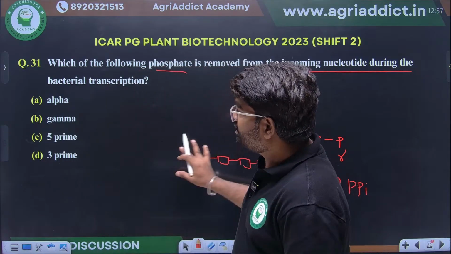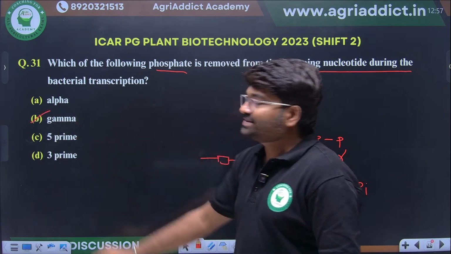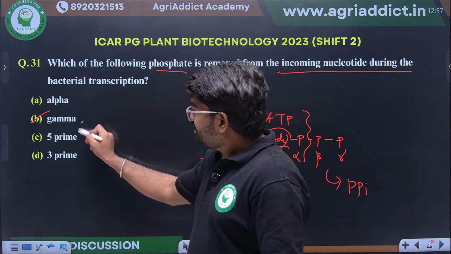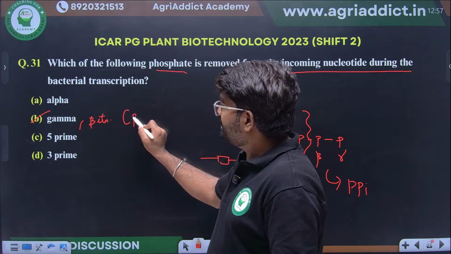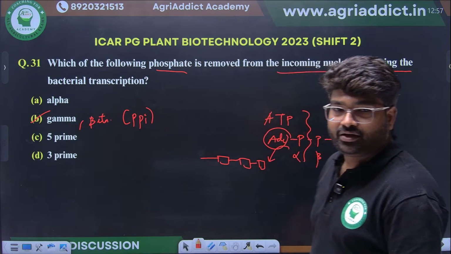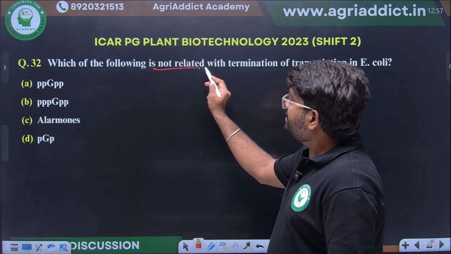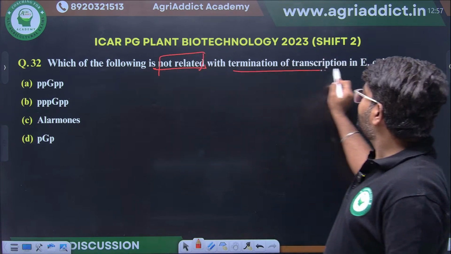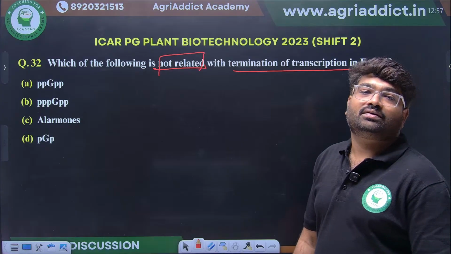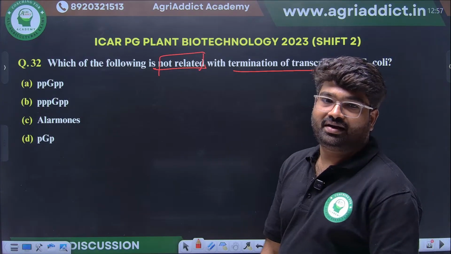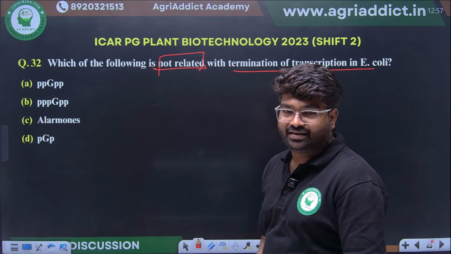In our options, they have given alpha, gamma, 5 prime, 3 prime. Gamma is the only option given, but both gamma and beta phosphates are removed as PPi from the upcoming nucleotide. Okay. Which of the following is not related to termination of transcription in E. coli? If transcription has to be terminated in E. coli, which signaling molecule is not related, like that they are asking.